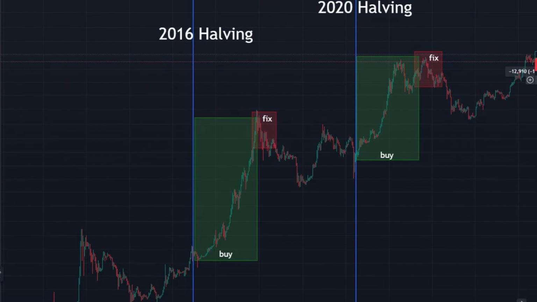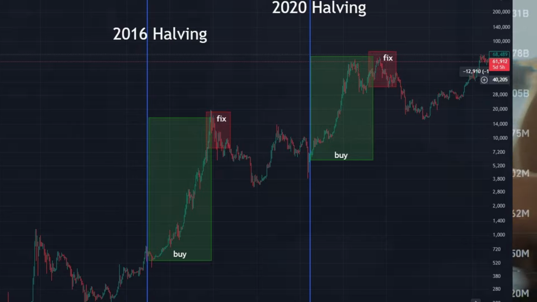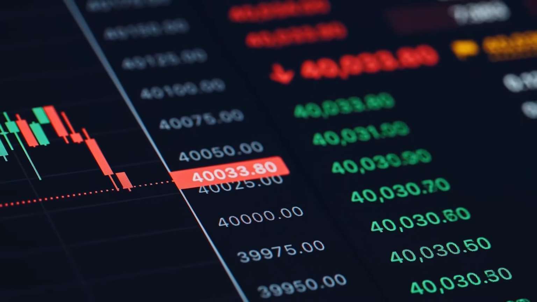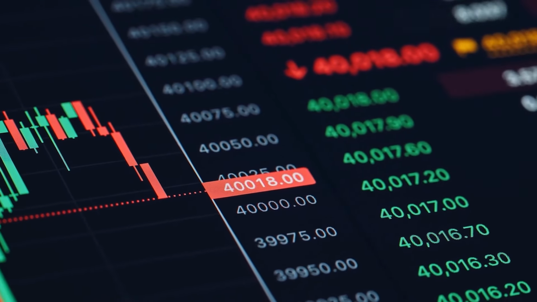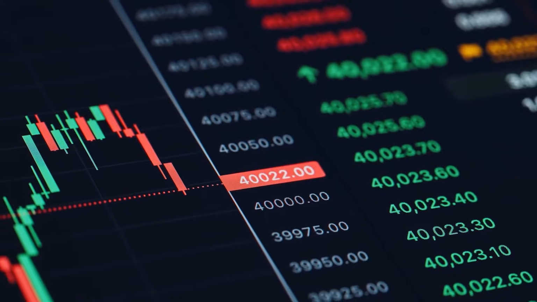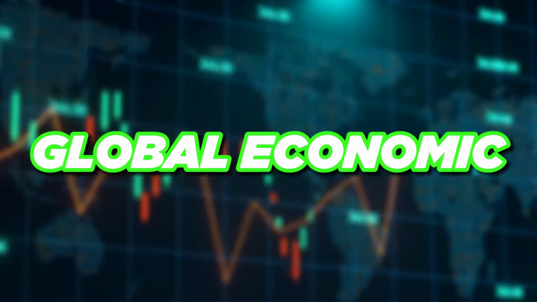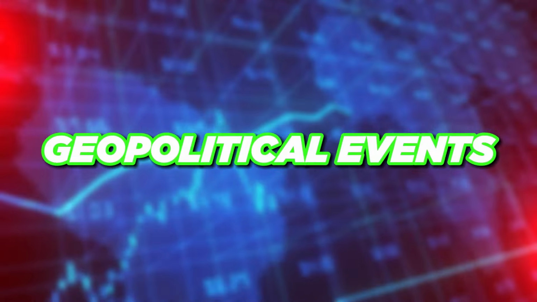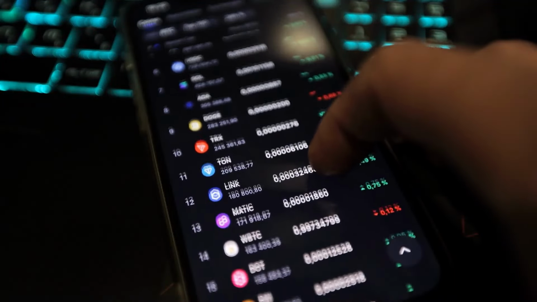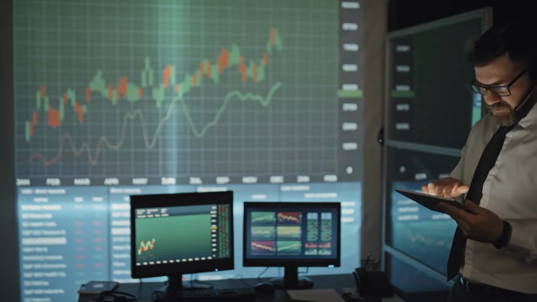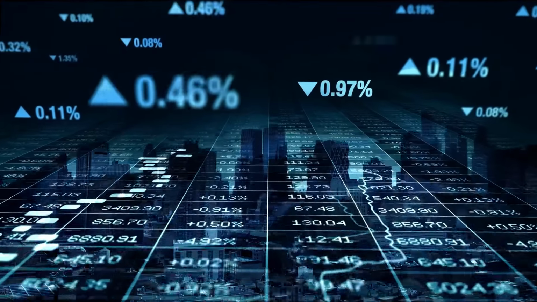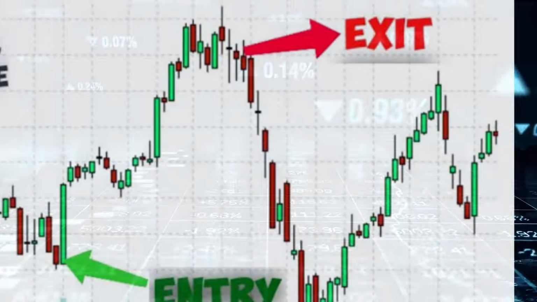By plotting historical halving events and subsequent bull runs on a chart, you can identify recurring patterns and anticipate potential entry points in the upcoming consolidation phase. You also need to stay informed about global economic factors. Geopolitical events, major economic shifts, and regulatory changes can all impact the cryptocurrency market. By staying informed about these developments, you can make more informed decisions about when to enter or exit the market.